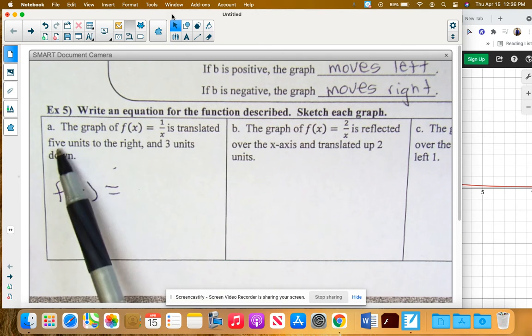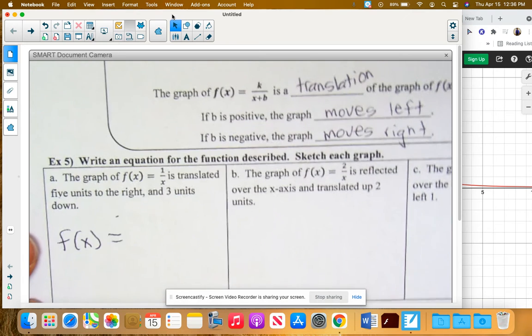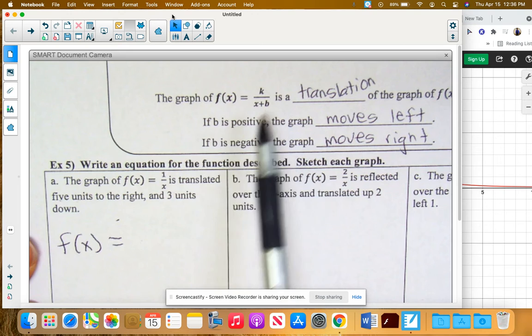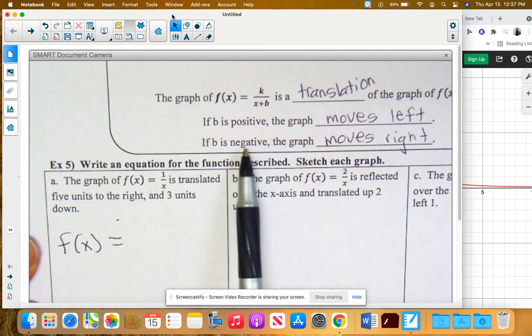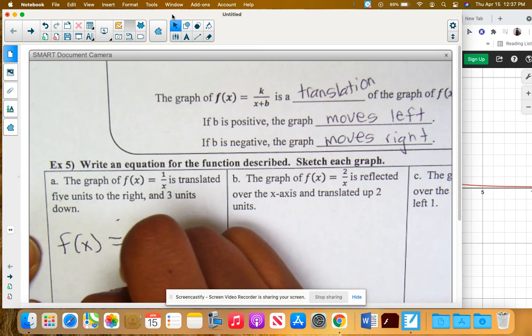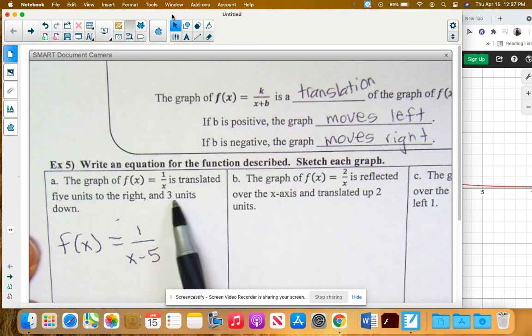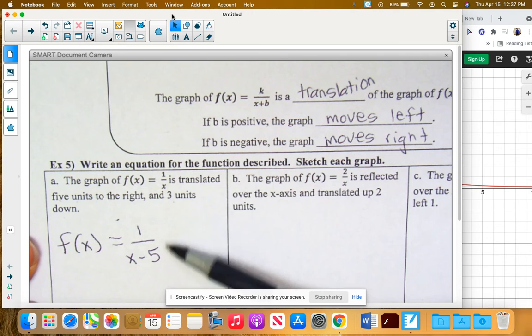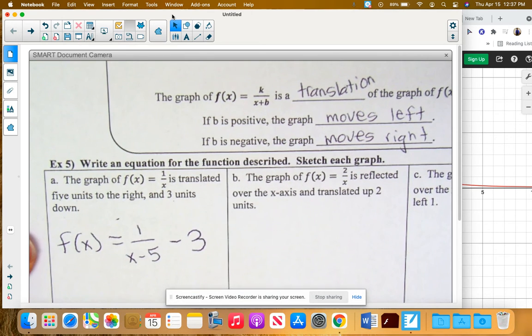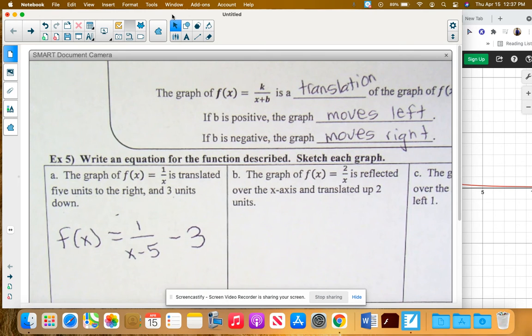So let's start with the 5 units to the right. That means I'm going to be adding something in the denominator. So that's what this section down here says. And since I'm moving it to the right, that means that my number needs to be negative. So this is going to be 1 divided by x minus 5. I also want to move it 3 units down. That's going to be the number on the outside of the fraction. So minus 3. For B, the graph of f of x equals 2 over x is reflected over the x-axis and translated up 2 units.